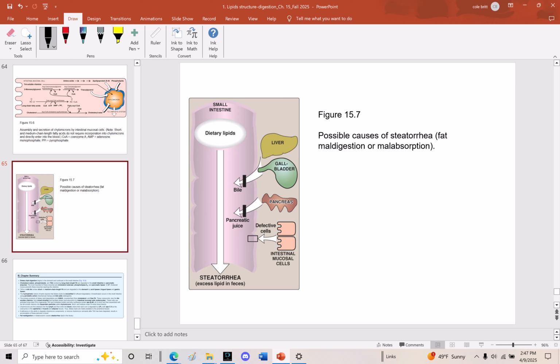Defective intestinal cells. If they can't properly absorb, then that can lead to issues. So steatorrhea is just a common name for any kind of malabsorption disorder related to fat. And basically, if your stool, the feces, floats in the water, then that shows you that you didn't properly absorb the fat from your diet. And so that can lead to a lot of issues if you're not properly absorbing important fats, especially your essential fatty acids.